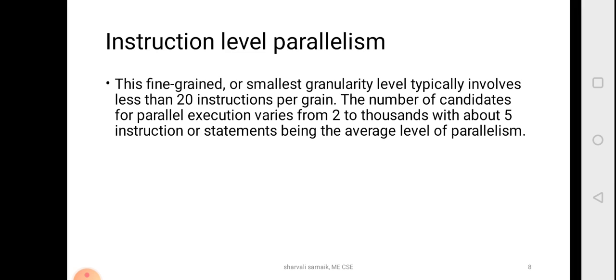Let us see what is instruction level parallelism. In instruction level parallelism, the fine grain, or smallest granularity level, typically involves less than 20 instructions, as we have seen. So we call it fine grain when it has less than 20 instructions. The number of candidates for parallel execution varies from 2 to 1000, with about 5 instructions or statements being the average level of parallelism.